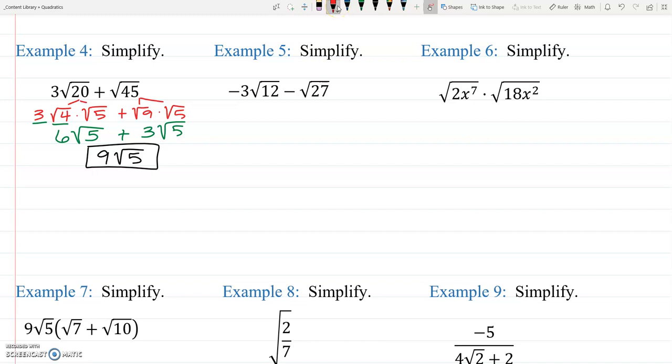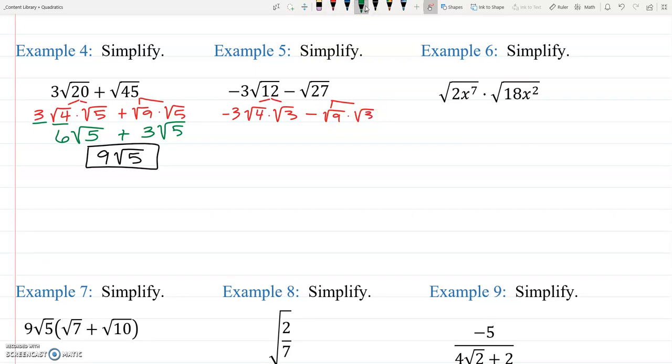Example 5. Same thing, only now I got minus. They're not like terms right now because I got two different square roots, but I'm going to simplify them both. 12 is probably going to be square root of 4 times square root of 3. 27 is going to be square root of 9 times square root of 3.